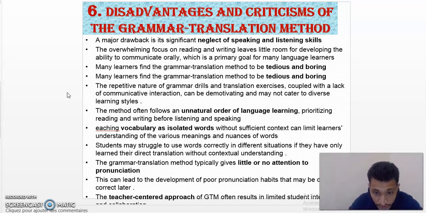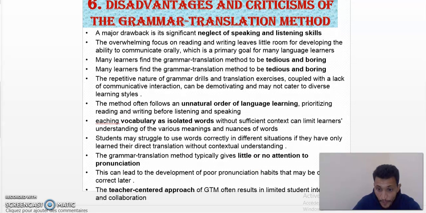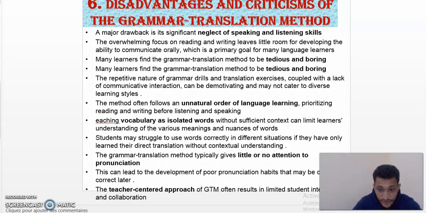The grammar translation method gives little or no attention to pronunciation. Of course, it doesn't give importance to pronunciation. This can lead to the development of poor pronunciation habits and make them difficult to correct later. The teacher-centered approach results in limited student interaction. So within this approach, there is limited student interaction and collaboration.